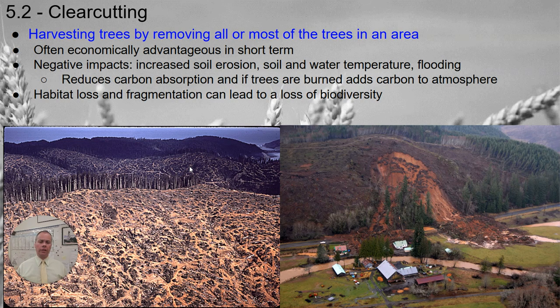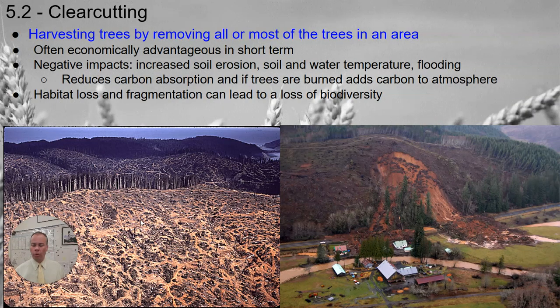And so clear cutting is done because it's easy. It's economically advantageous to just harvest a large area of trees. It can be done quickly, it can be mechanized, and so it's a way of extracting a provisioning ecosystem service of lumber from a forest ecosystem. However, there are certainly negative impacts from clear cutting of forests.